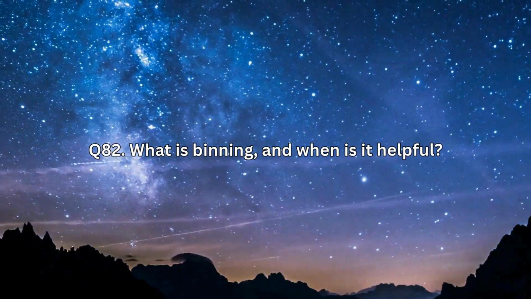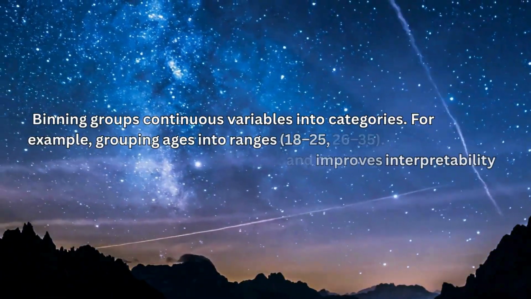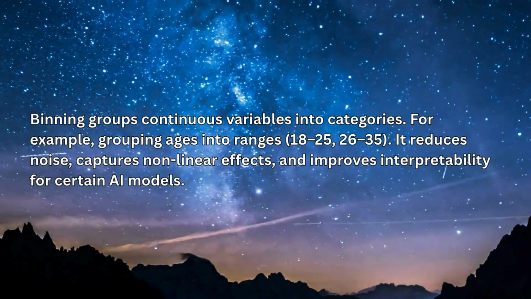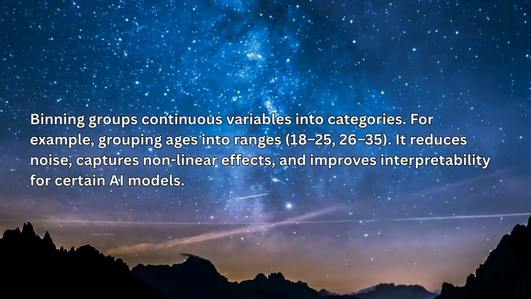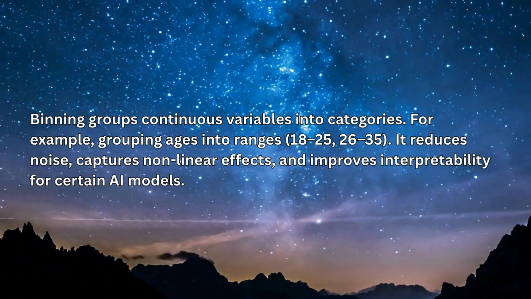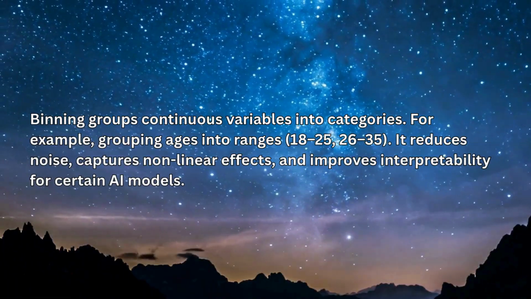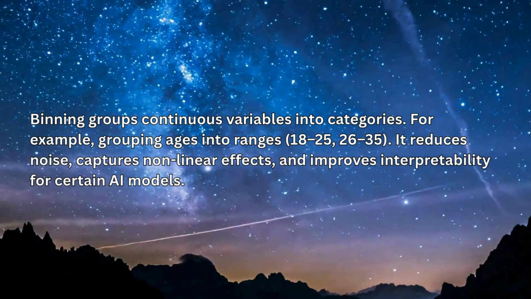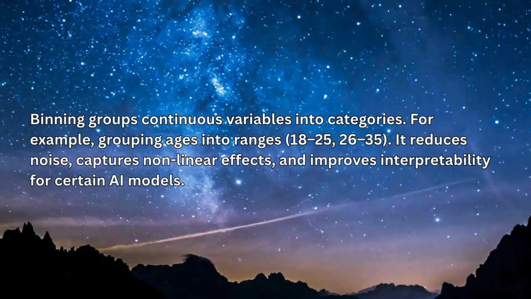What is binning and when is it helpful? Binning groups continuous variables into categories. For example, grouping ages into ranges, 18 to 25, 26 to 35. It reduces noise, captures nonlinear effects, and improves interpretability for certain AI models.